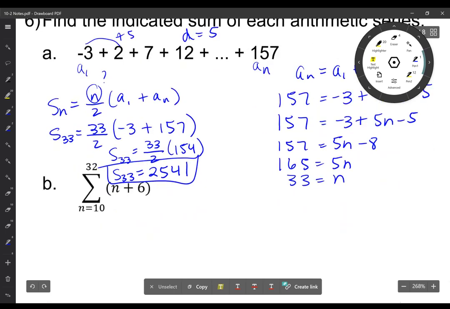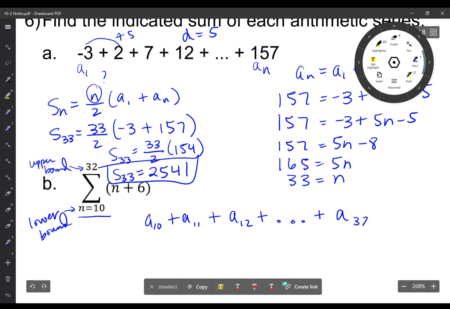All right, so on this next one, it starts at 10. 10 is my lower bound. And my sequence or series, because this is summation notation, we're adding them all up, is going to go to my upper bound, which is 32. So basically what this means is I'm taking a sub 10 and I'm adding a sub 11, I'm adding a sub 12, and I'm adding all the way up to a sub 32.